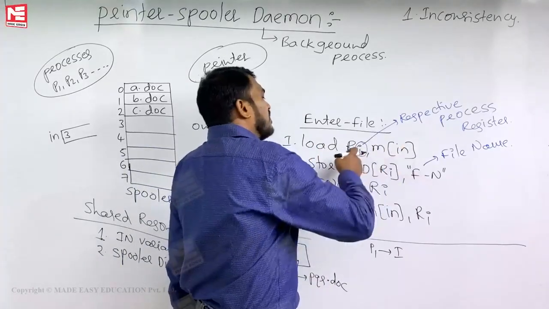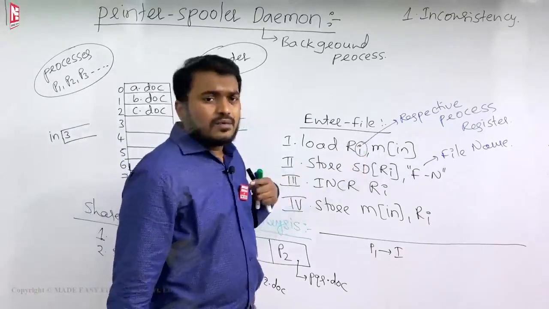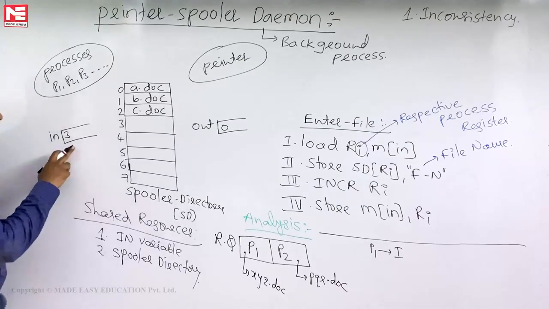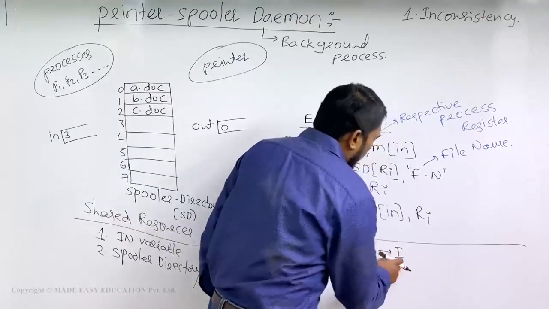Load the in value into register. So what is the in value you are having here? 3. Okay, observe carefully. I think it is visible. So load the in value into register. So in value is 3.